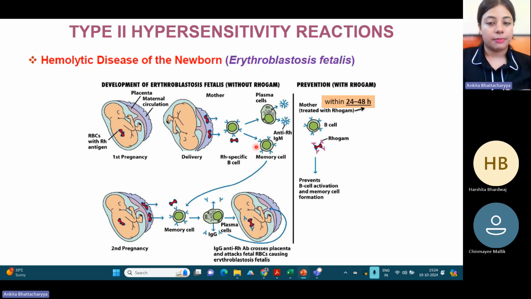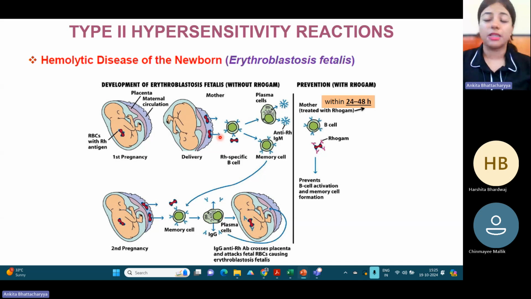However, whatever memory cells are present will actually remain, and these memory cells will persist as a potential threat for a second pregnancy or subsequent pregnancies. So during the second pregnancy, because the mother's circulation already carries some of these memory cells, it has the potential of carrying out transplacental migration. And as a result, these IgG molecules, why IgG? Because IgG is capable of transplacental migration. So these IgGs, which are anti-Rh in nature, can cross the placenta and attack fetal RBCs, leading to the condition known as erythroblastosis fetalis. So this is what the exact condition is.